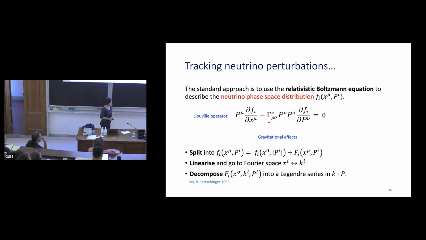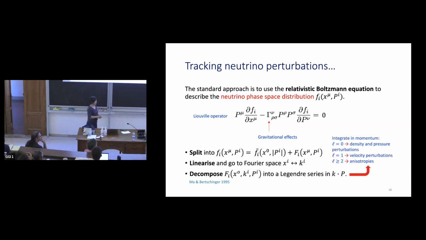We go to Fourier space, and we decompose this F here into a Legendre series, in the angle between the direction of the wave vector of the perturbation and the momentum of the neutrinos. Now, once you've done that, and you integrate in momentum, that's a nice thing that you see immediately: the monopole of this decomposition corresponds to perturbations in the density of the neutrinos and the pressure.